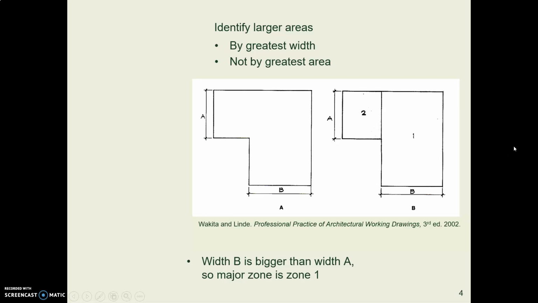And you think about, of those two rectangles that you've got, which one is the widest? And in the case of this example here, dimension B is wider than dimension A, so dimension B is going to be our major roof zone. And if we have a ridge going through our roof, it's going to start by going through section 1.